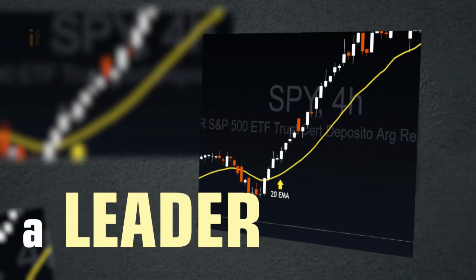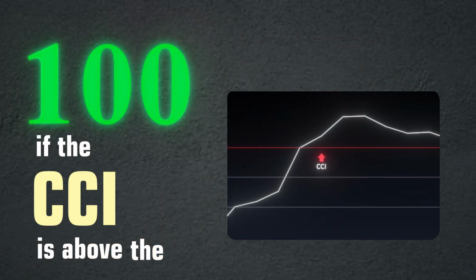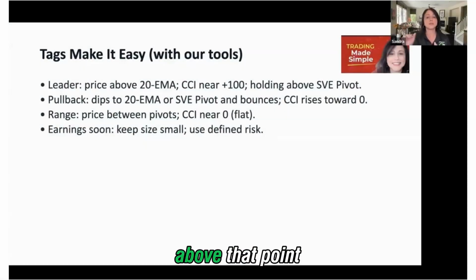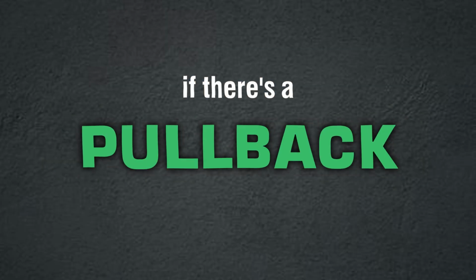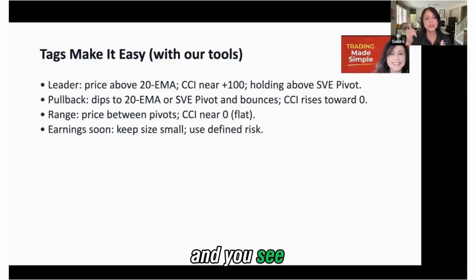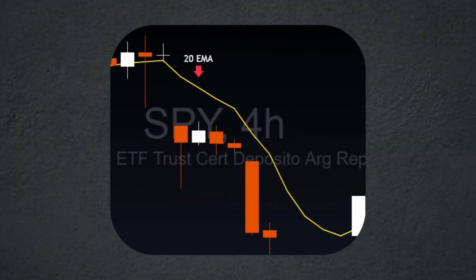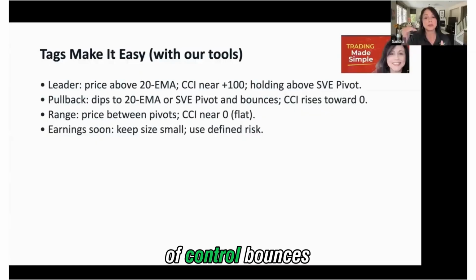So a leader, if you're above that 20 EMA, if the CCI is above the 100 or it's holding above that point of control SVE pivot that we give you. If there's a pullback and you're looking at the chart and you see it dips below the 20 or the point of control bounces while that CCI is rising, then oh, looks like possibly a trend change here, or that it just came and tagged point of control, an important level before continuing in the uptrend.